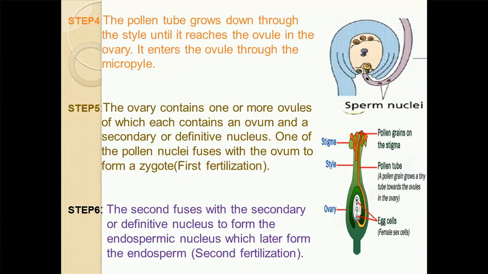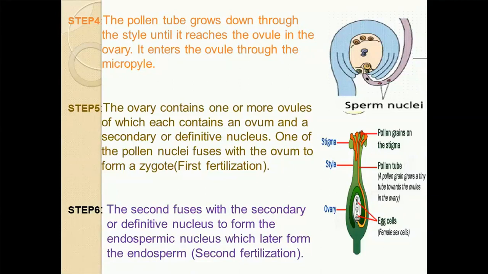Okay, step 5, the ovary contains one or more ovules, of which each contains an ovum and a secondary or definitive nucleus. Now, one of the pollen nuclei, that means the sperm or the male gamete that has been formed, will fuse with the ovum to form a zygote. That is the first fertilization process.